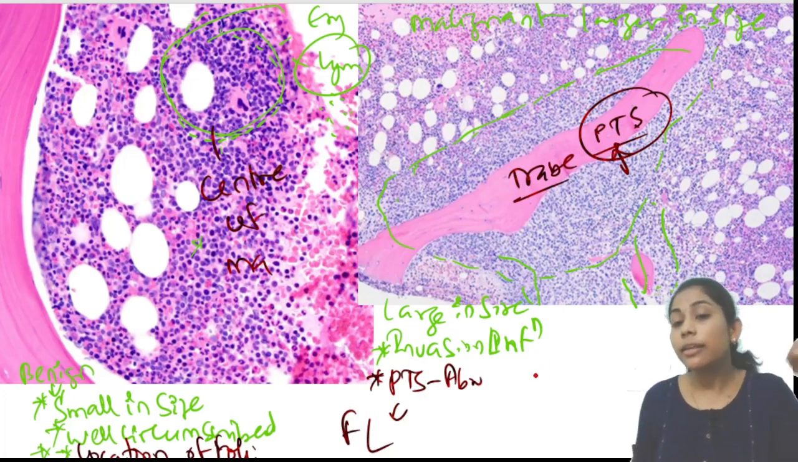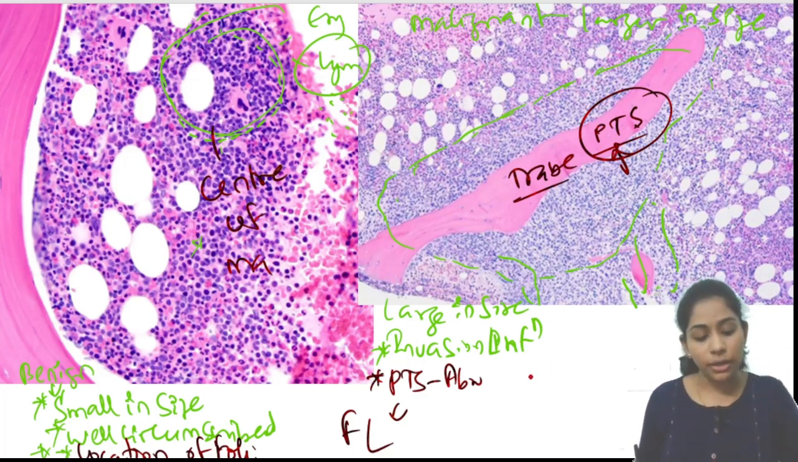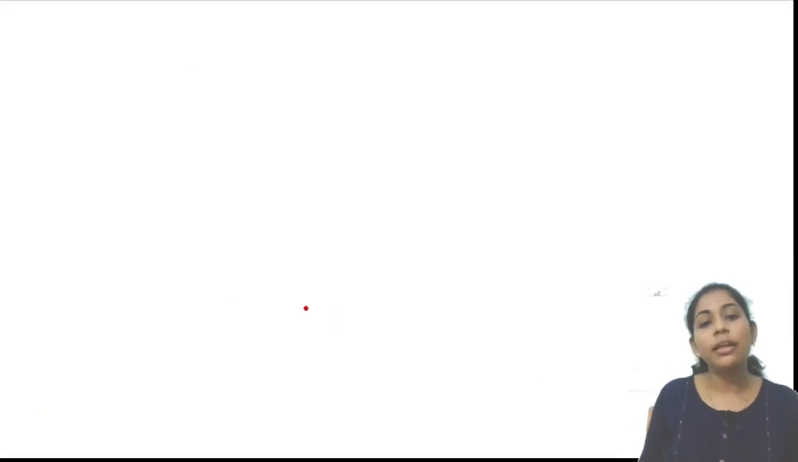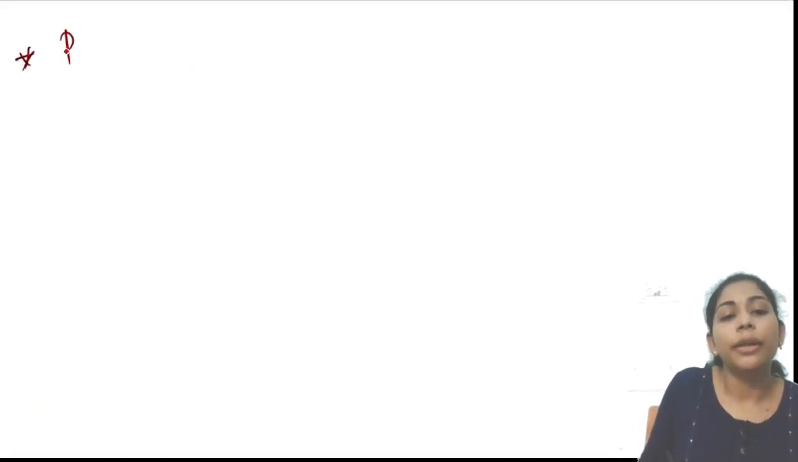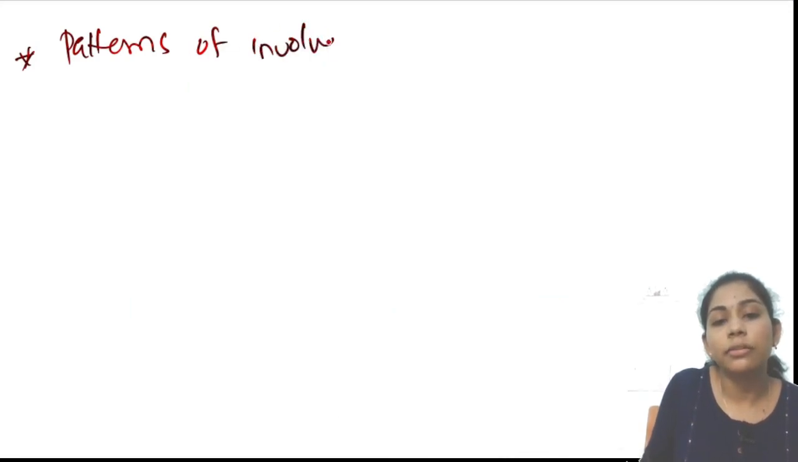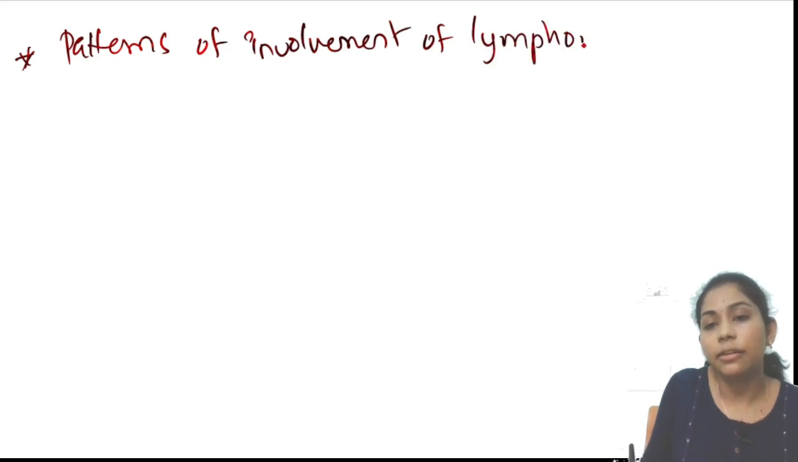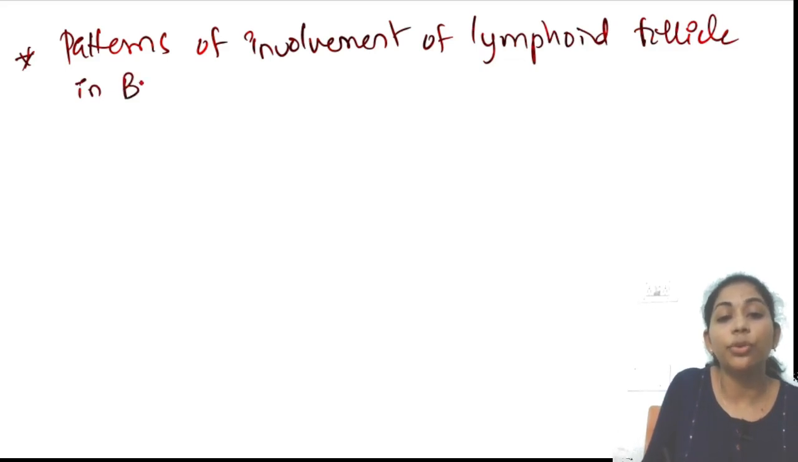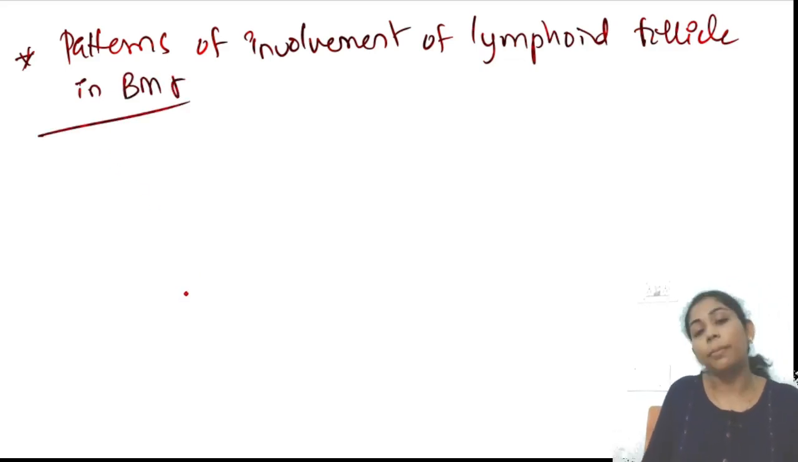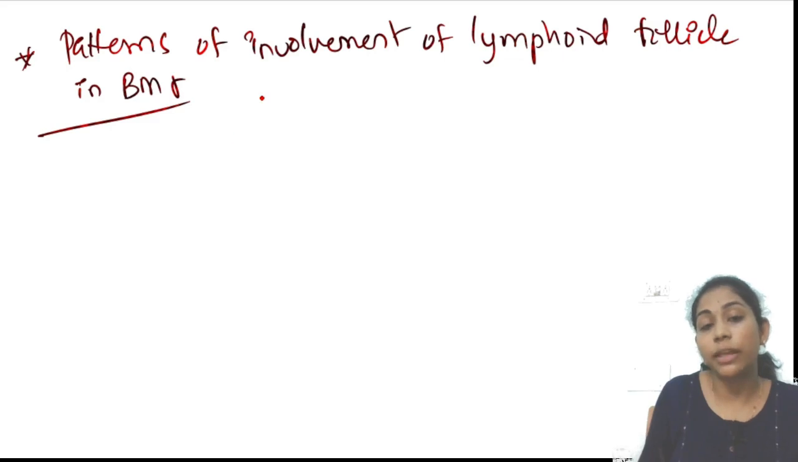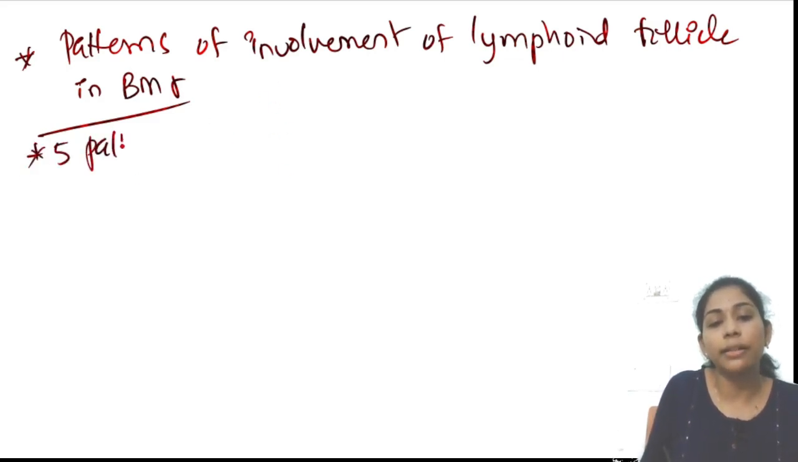Yeah, for that we should know another point. The next point is the pattern of involvement, the patterns of involvement of lymphoid follicles in bone marrow. You should know the patterns. Then you can understand the concept of why CLL and benign. What is the point? So how many patterns are there? Anyone know? 5 patterns are there. Okay. So what is the first pattern?